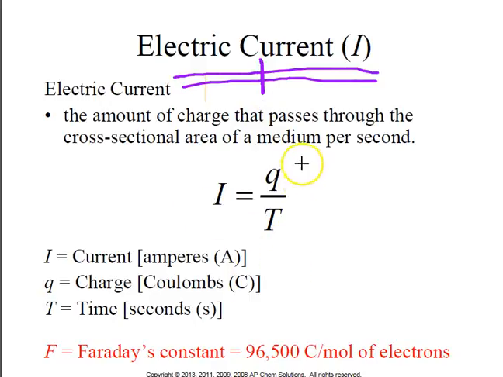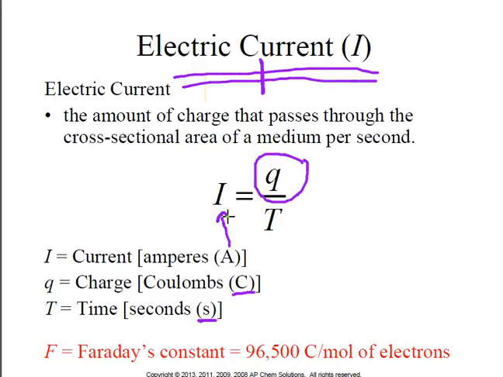So the charge is signified by Q and measured in coulombs, and the abbreviation for coulombs is C. Time is measured in seconds here. So if we have minutes or hours or something, we'll have to transfer those to seconds. And then our current has a unit of amperes.